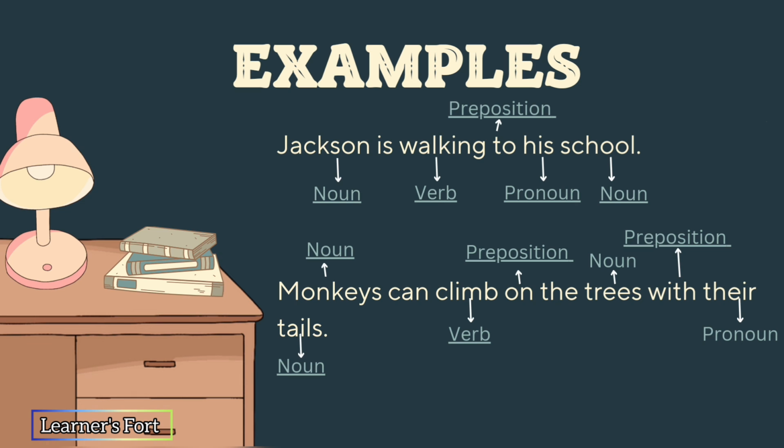Okay, now let's have a look at another example. Monkeys can climb on the trees with their tails. Monkeys is a noun. It's the name of an animal. Climb is a verb because it is showing some action. On is a preposition. Trees again is a noun because it's the name of a thing. With is a preposition. Their is a pronoun which is linking to the monkeys. Monkeys is a noun used in the sentence, so their basically refers to the monkeys.